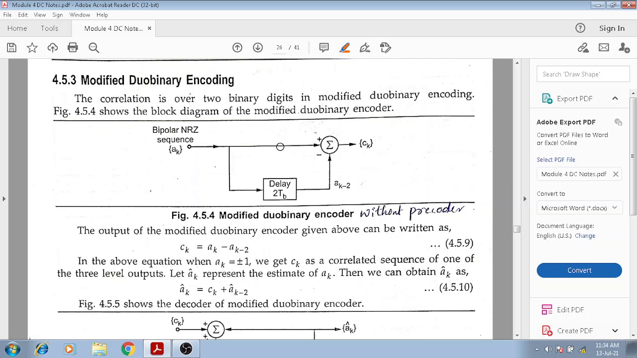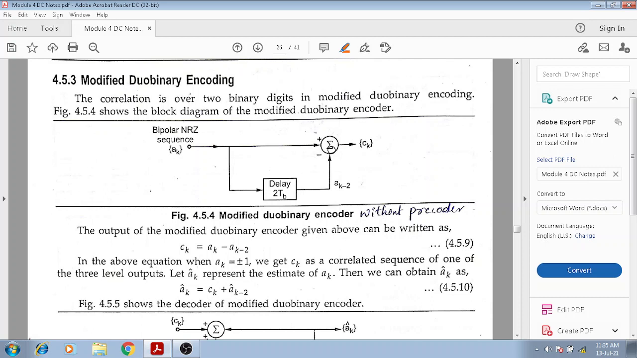The difference between the DO binary encoder and this modified DO binary encoder is, instead of using the delay equal to TB, here we have used a 2TB delay. 2TB delay means two bits are separated by the 2TB duration. What is the change? The two bits are separated by 2TB duration here. And the next change is, instead of using a summer, here we have used a subtractor.